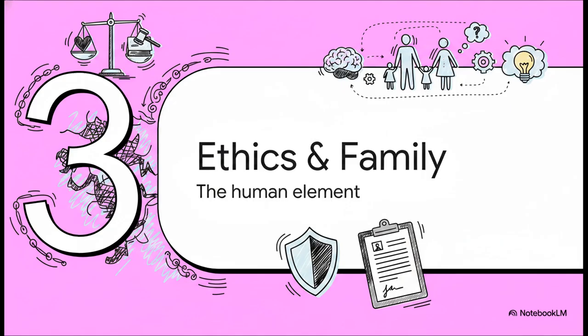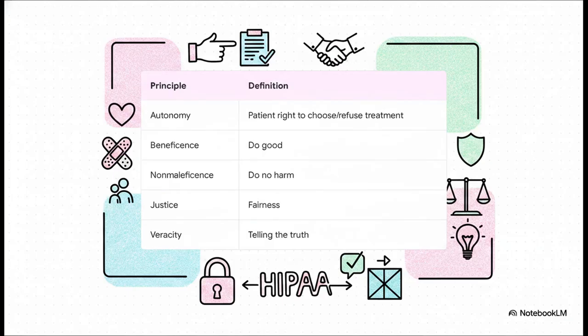All right, Section 3, Ethics and Family Dynamics, navigating the human element of nursing. Because let's face it, the exam isn't just going to test your clinical skills, it's heavily testing your legal and ethical boundaries. These 5 ethical terms are guaranteed easy points on the exam if you just memorize them right now. Autonomy is the patient's absolute right to choose or refuse treatment, even if you personally think it's a terrible idea.